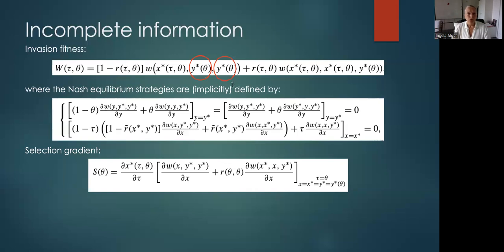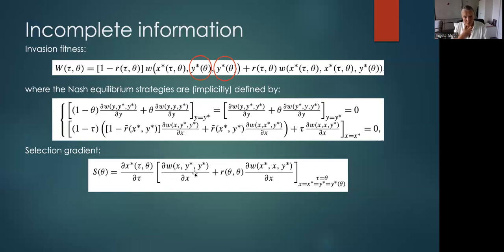All right. So yeah, the Nash equilibrium strategies are implicitly defined by these first order conditions here. We adopt the assumptions that are sufficient for us to be able to restrict attention to interior solutions. And in this paper, we assume that there is a unique Nash equilibrium just to make things simple. And so the selection gradient looks like this, because the y star does not depend on tau. The only effect of a change in the value of the mutant trait is that it changes the mutant's own strategy.